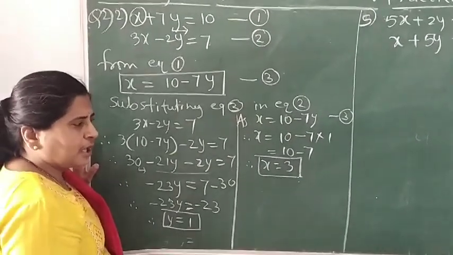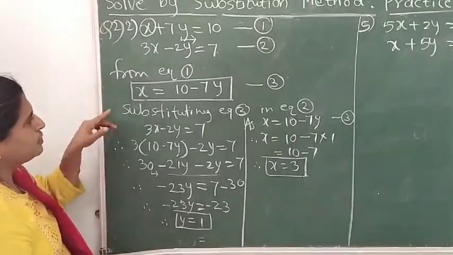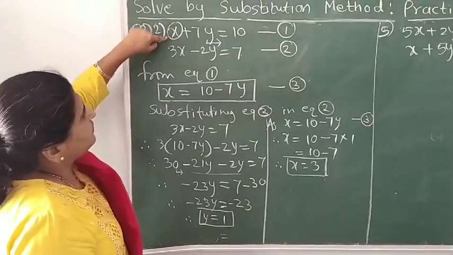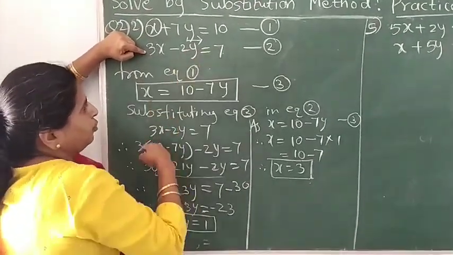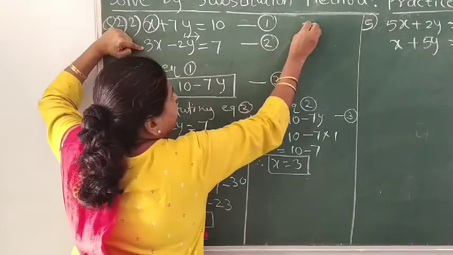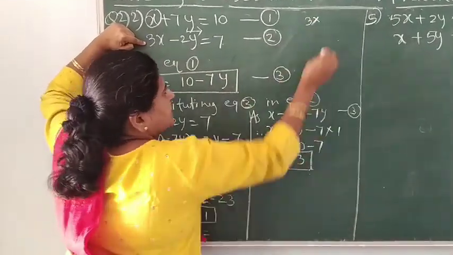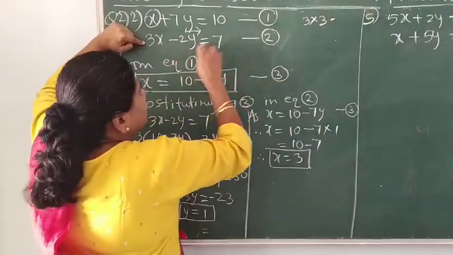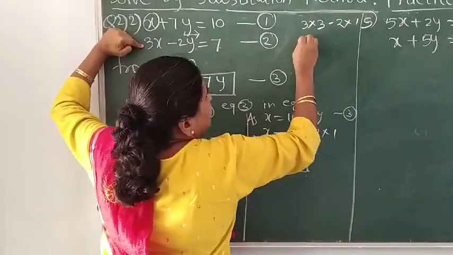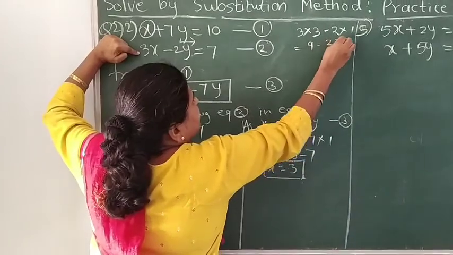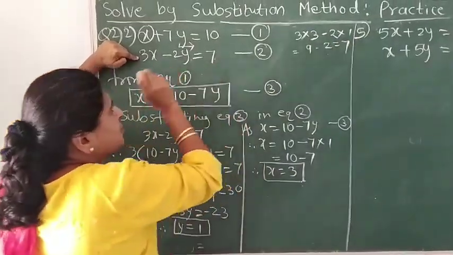Now how can you check, how can you verify? As you have used the first equation number 1 to get this, substitute these values in equation number 2. So 3x, this is verification now. 3 into value of x, which is 3, minus 2y, so minus 2 into value of y, which is 1. So 3 3s are 9, minus 2 1s are 2, it is 7. So the right side is also 7.